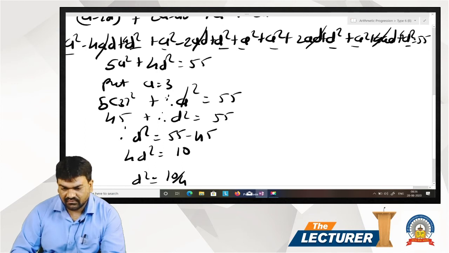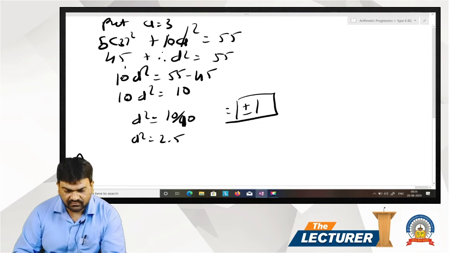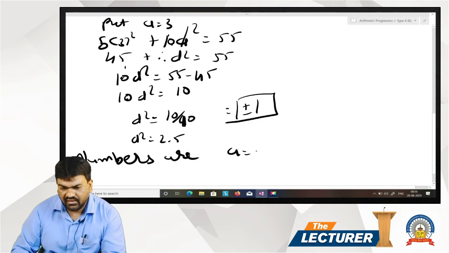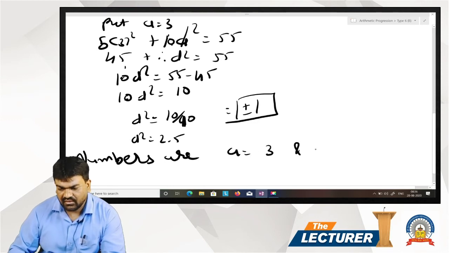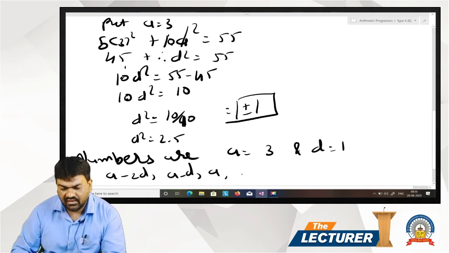This is 10d square. So 10 by 10 is equal to plus or minus 1. This is d. Now the numbers: a is equal to 3 and d is equal to 1. a minus 2d, a minus d, a plus d, a plus 2d.